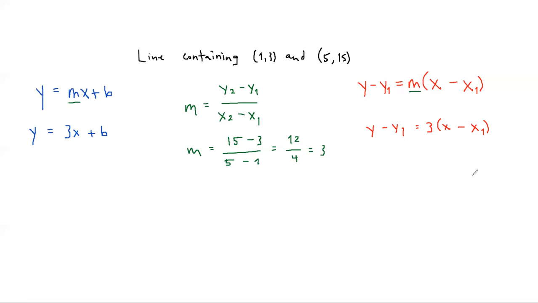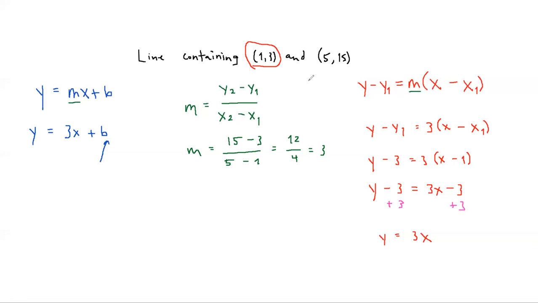y1 and x1 represent the y and x coordinates of any point on the line. We can say, for instance, using the point (1, 3), y - 3 = 3(x - 1). If we simplify this a little bit, we get y - 3 = 3x - 3. And then, adding 3 to both sides, we see that the 3's cancel out, and the equation is y = 3x.